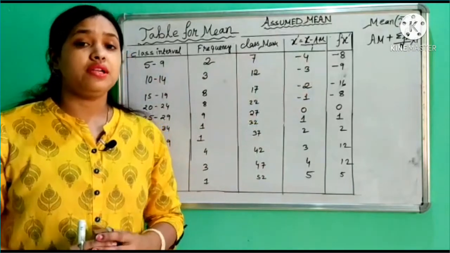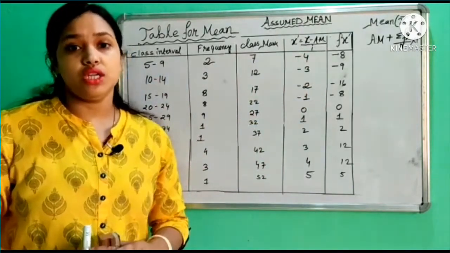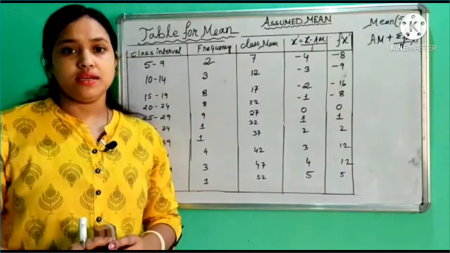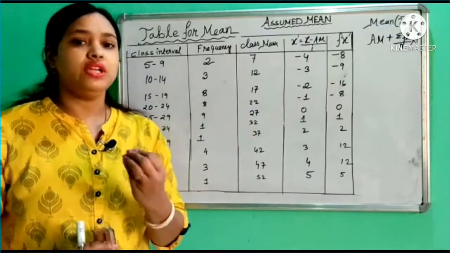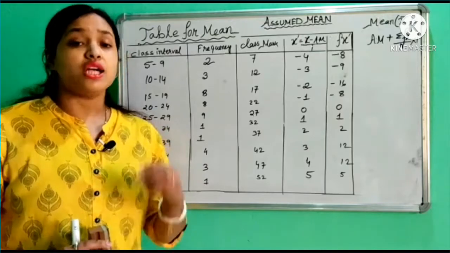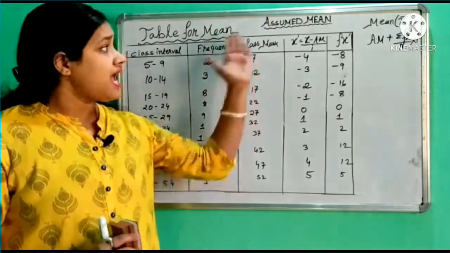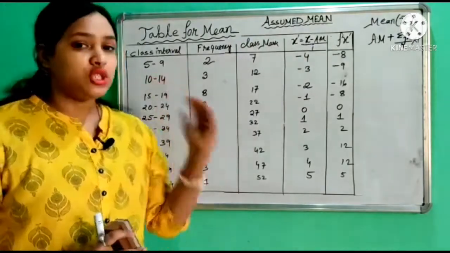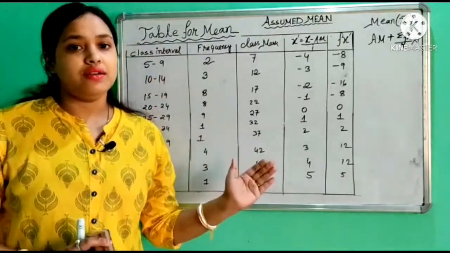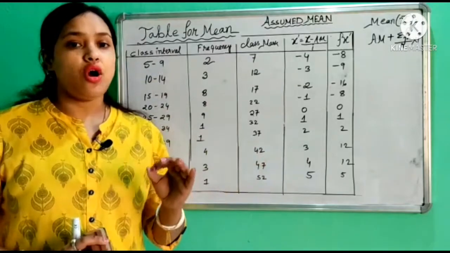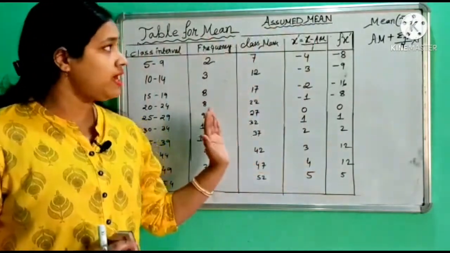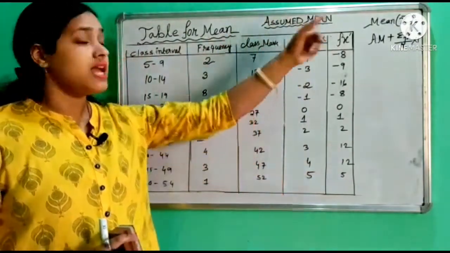When the data is large in number and presented in a frequency distribution table, it becomes very difficult to calculate because the calculation becomes large and unmanageable. In such cases, calculation becomes more convenient if we use a shortcut method, that is the assumed mean. Assumed mean is a method by which we calculate the mean of data. So this is a frequency distribution table where we calculate today using the assumed mean.